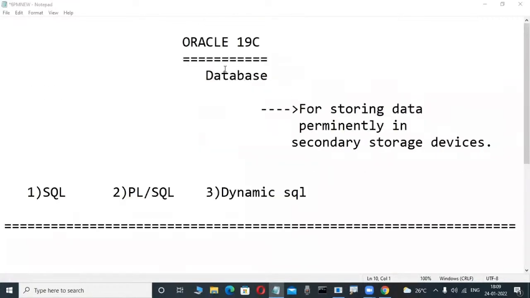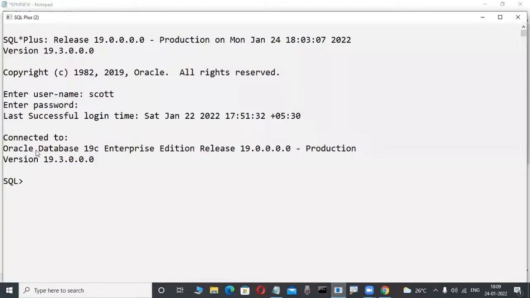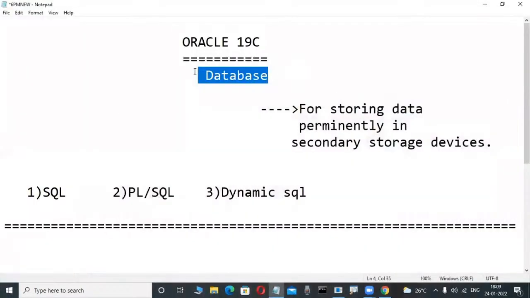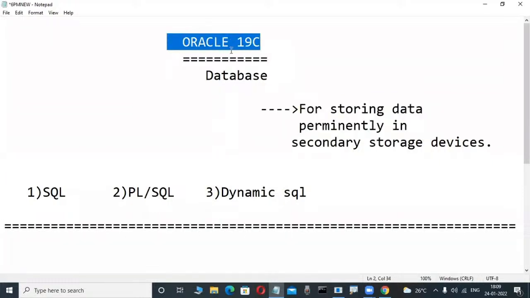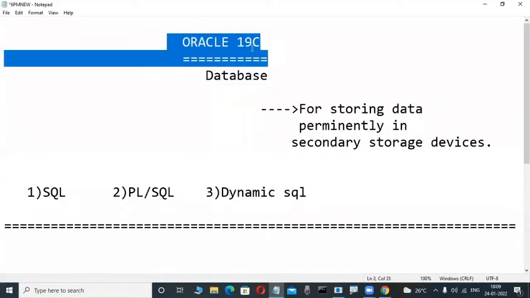Concentrate here. Anybody who did not attend the previous classes, don't worry, it's simple. Oracle is a product from Oracle Corporation. 19c is a version. This Oracle is a database product. What is the purpose of this database product? For storing data permanently in a hard disk. These databases, Oracle, SQL Server, DB2, MySQL, Teradata, are from different companies, but they are implemented based on the relational data model.